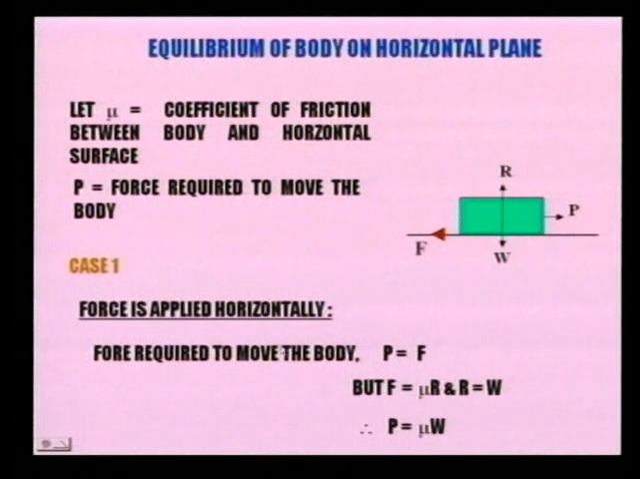The first case: the force is applied horizontal to the surface. So the force required to move the body, P, is equal to F. If you apply a force equal to the friction, then the body will move. But we know that F is equal to mu R, and also we know that the vertical component R is equal to W. So we can say P is equal to mu W. So if you multiply the load with the coefficient of friction, that force is enough to move the body.